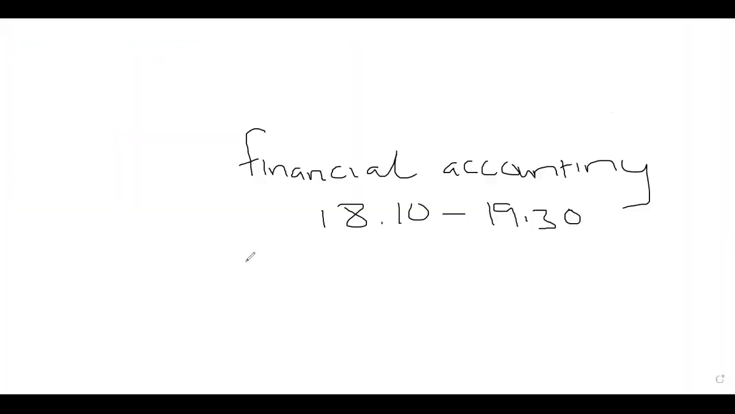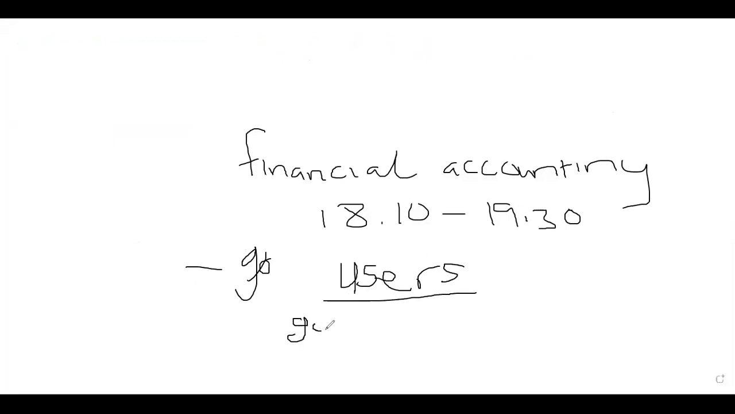The first one, on the users, we are talking about the government as one of the users of financial accounting. So the government needs to know if you are doing fine as a firm, so that they will be able to determine the taxation they are going to charge you.